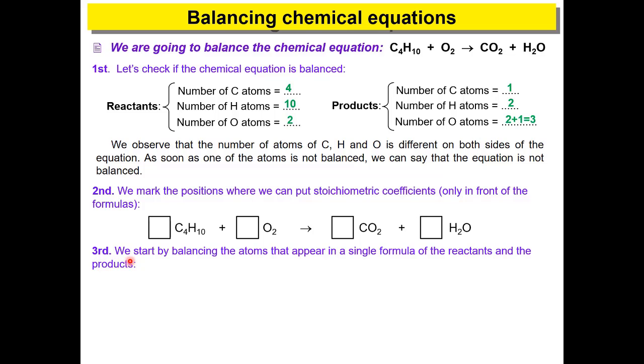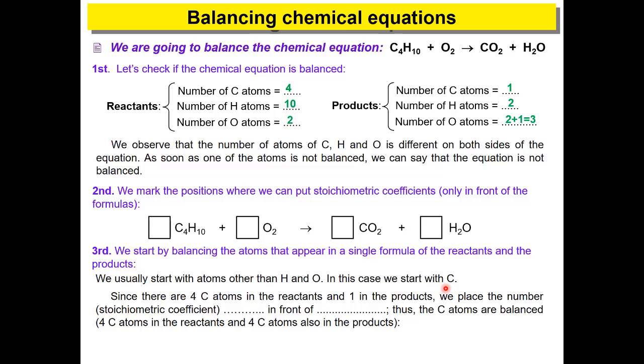Third, we start by balancing the atoms that appear in a single formula of the reactants and the products. We usually start with atoms other than hydrogen and oxygen. In this case, we start with carbon atoms. Read the following text and try to fill in the gaps.